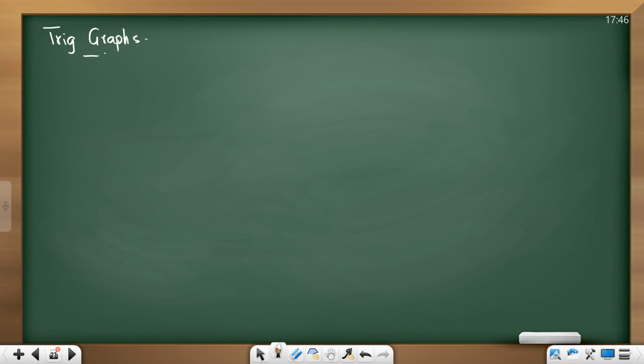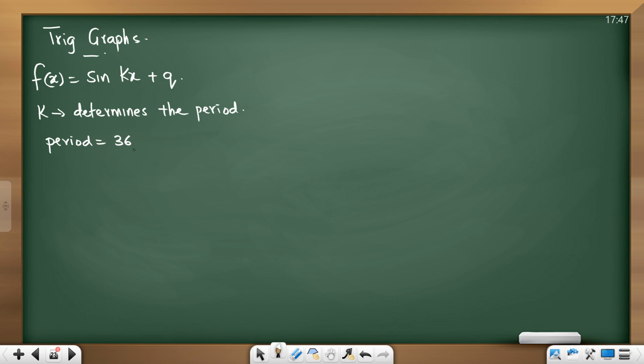Understand that we have how many types of graphs? Three. Sine, cos. Okay. So if I tell you f of x is equal to sine kx plus q, out here K determines the period. So period will be related to K.